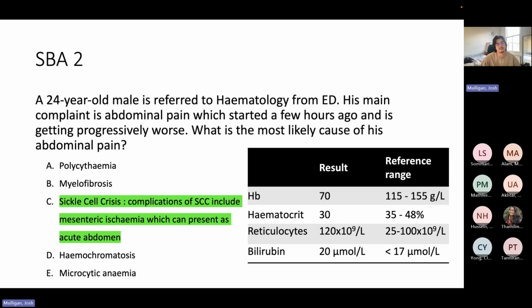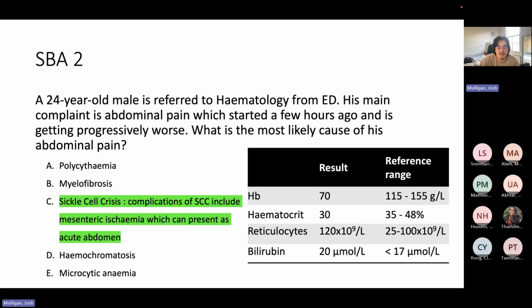Yeah, so one of the complications with a crisis, basically the main problem with the disorder is that the cells take up the sickling shape, and that can stop the blood flow to certain areas and also cause a lot of pain as these cells drag alongside tight blood vessels and tight capillaries. And yeah, you can get abdominal pain because of these crises happening.